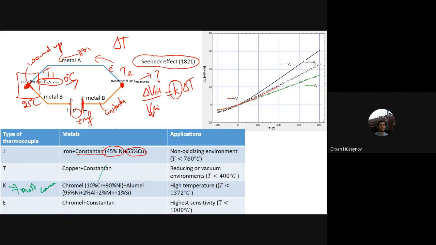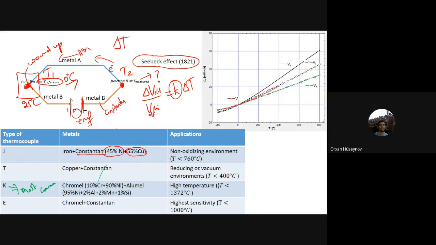And so why do we use different metals, different combinations? This is the first question. The first answer to this question is that the application areas are different. Because the J thermocouple is best used in a non-oxidizing environment. If it is an oxidizing environment, then you will have problems with the J thermocouple.